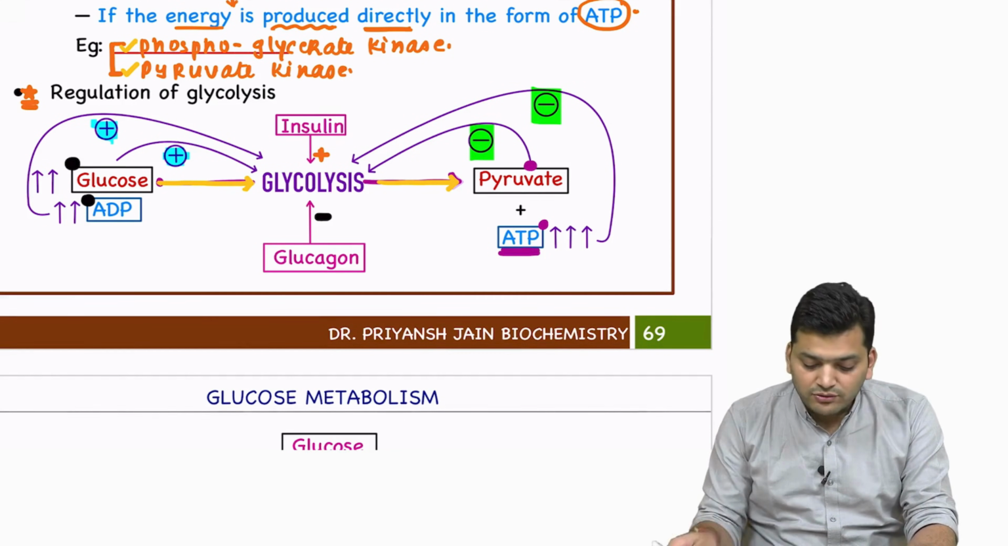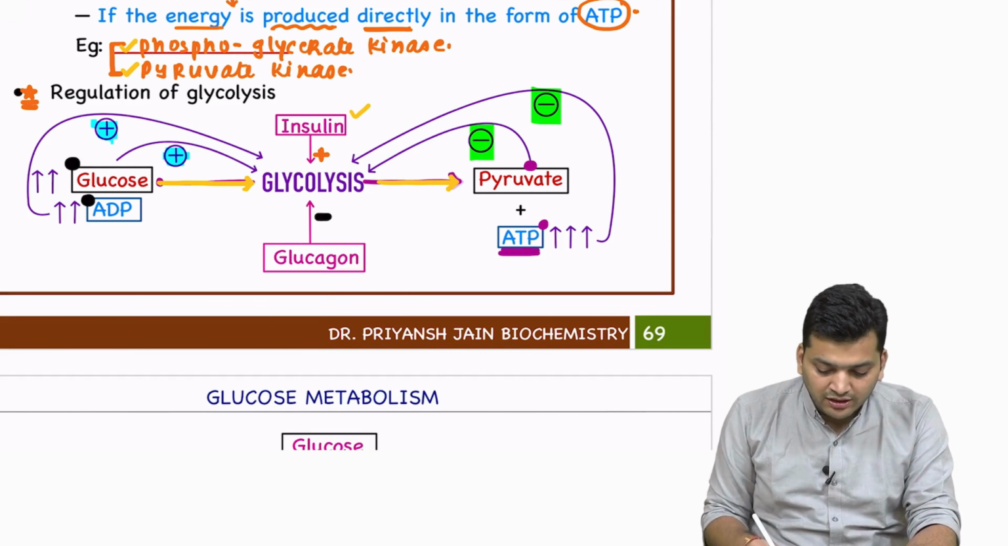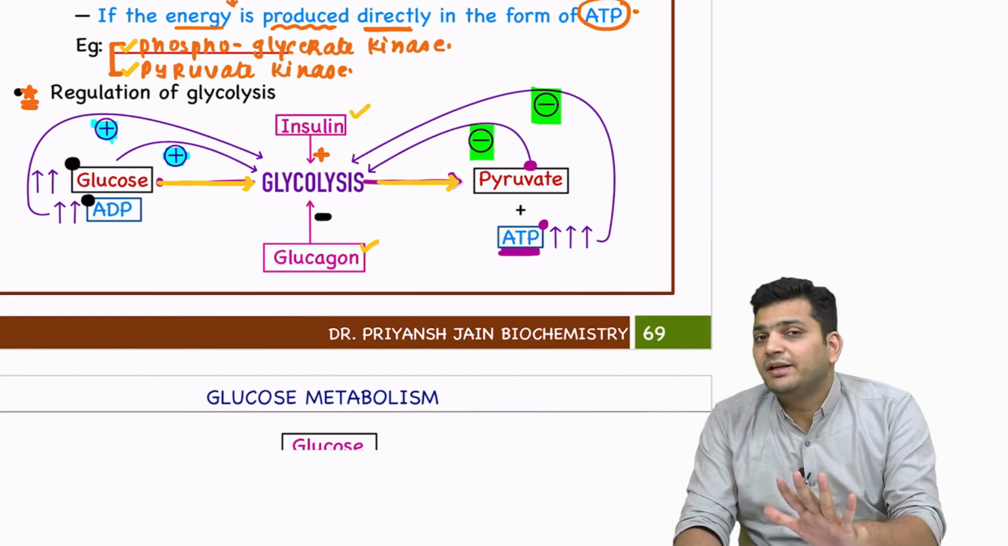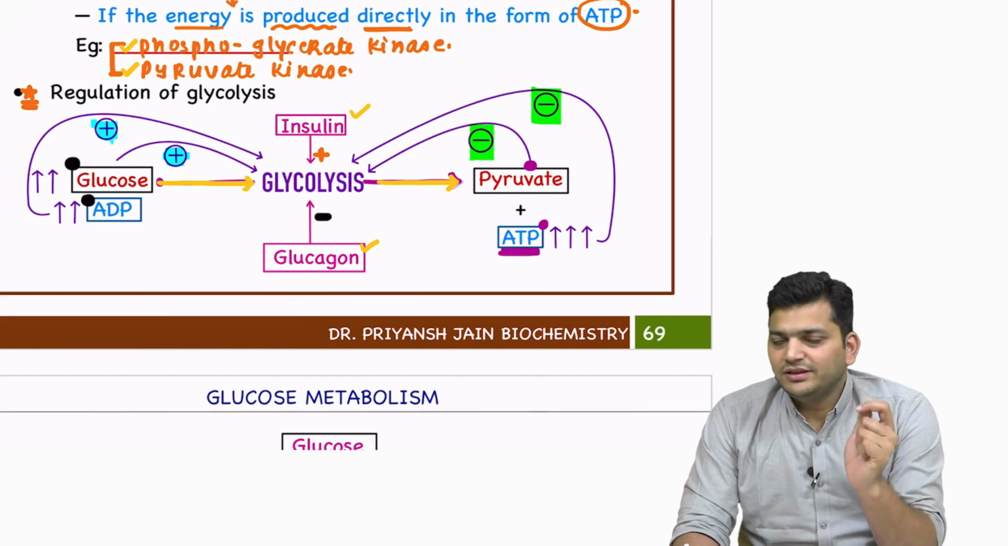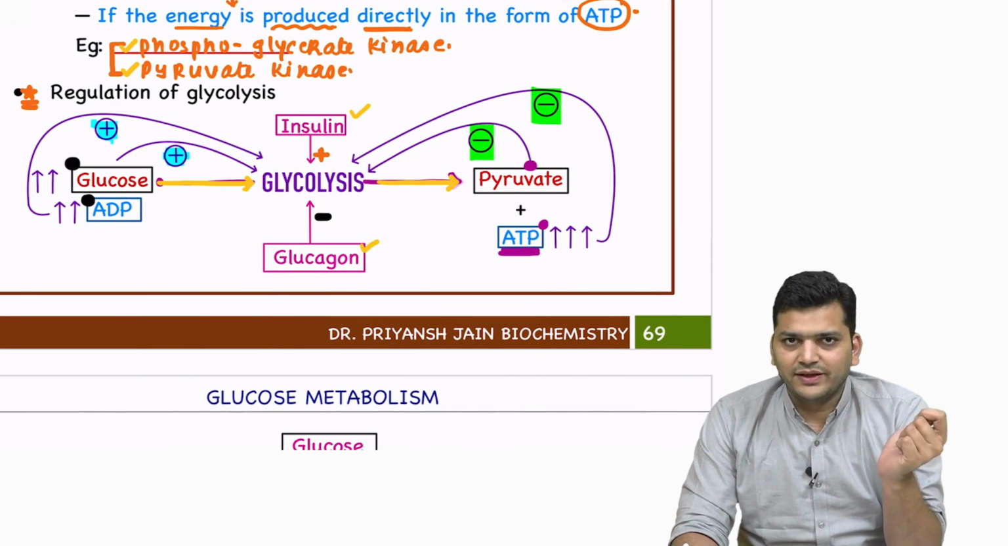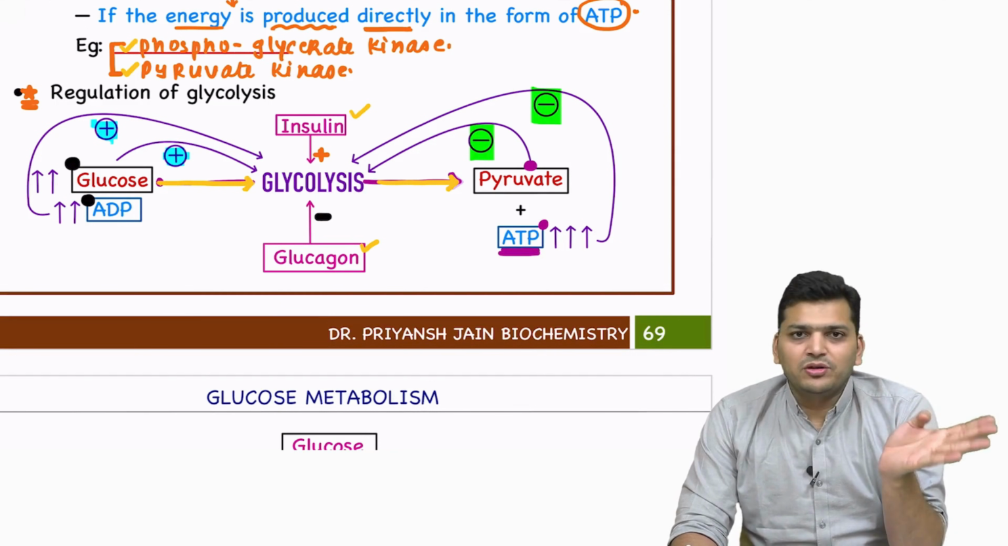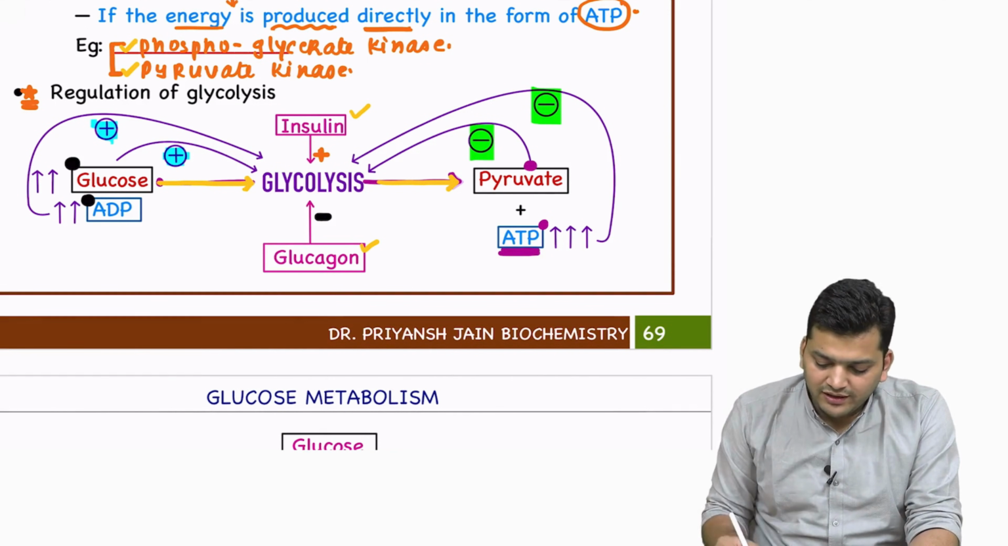And who is the opposite hormone of insulin? Glucagon. Glucagon is going to inhibit this because glucagon always wants to save the glucose. So these are the one stimulator and inhibitor. What are the other things? We already know about negative feedback. See, what is the meaning of negative feedback?